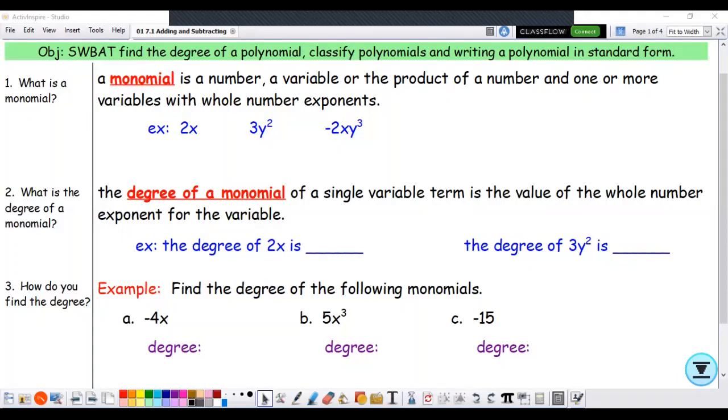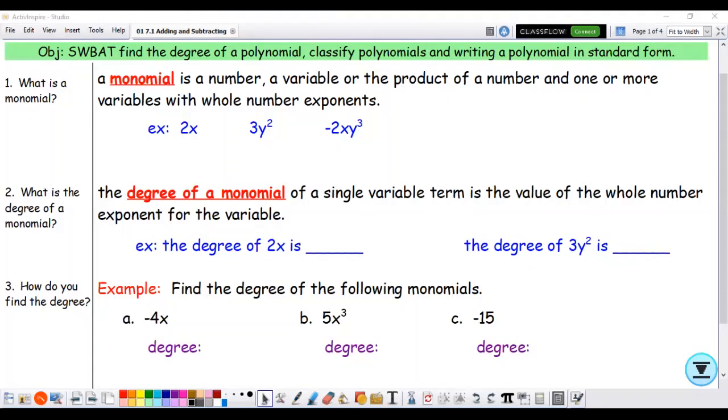In this video, we're going to look at how we can determine what kind of polynomial we have and the degree of a polynomial, as well as write it in standard form. First of all, we're going to look at what makes up a monomial, which is what makes up each term of a polynomial.